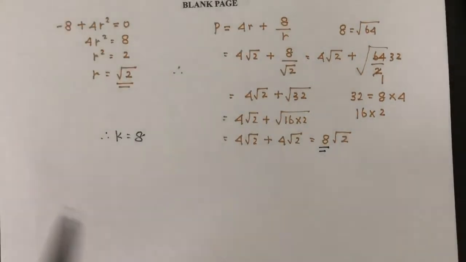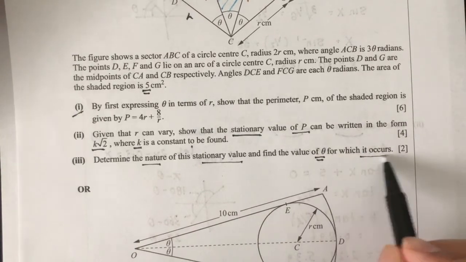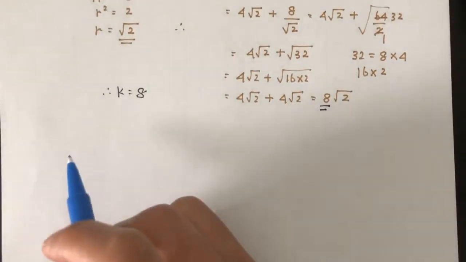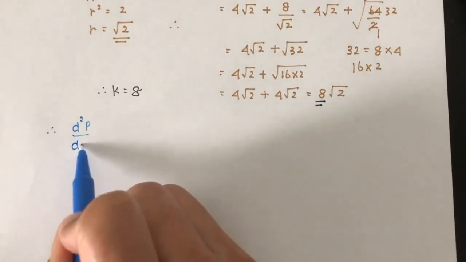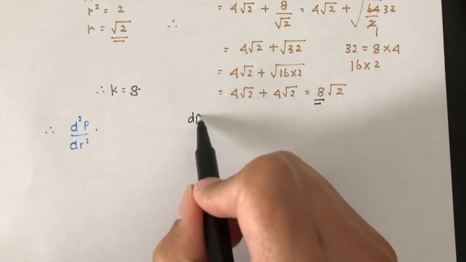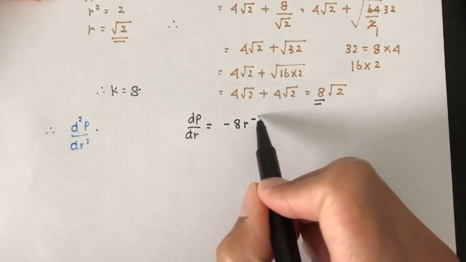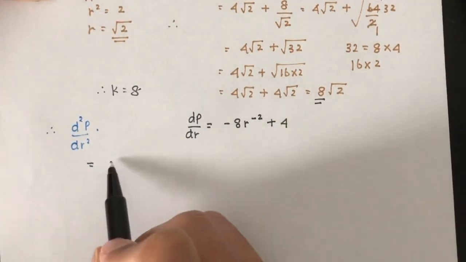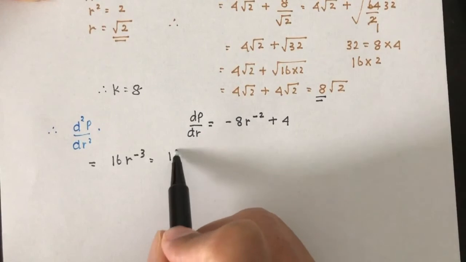Now let's move on to question part 3. Determine the nature of this value and find the value of theta at which it occurs. Okay, so one by one. The nature of its value. We have to find d2p by dr2. So what do we know? We know that dp by dr is given by minus 8r^-2 plus 4. So first we multiply by the power, that is going to be 16, and then minus 1, and that will become r^-3. So you will have 16 over r cubed.